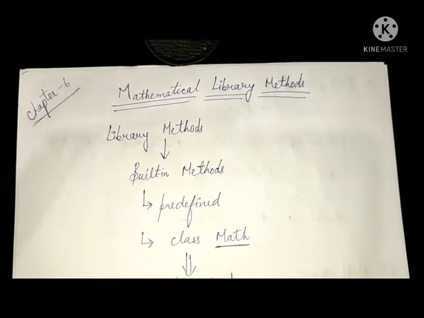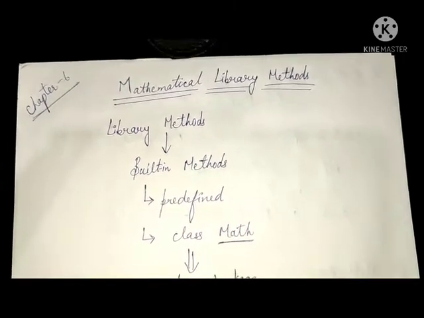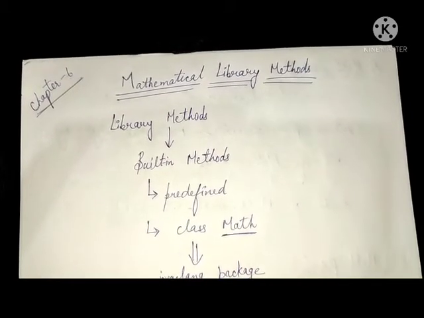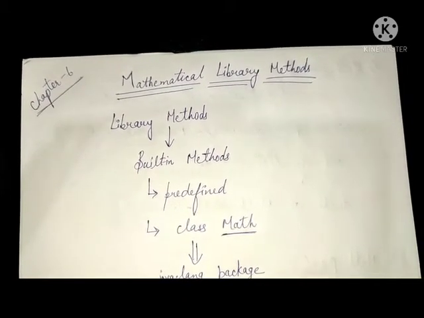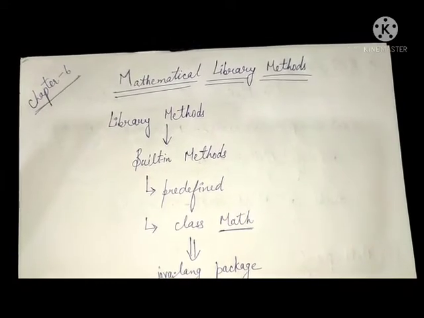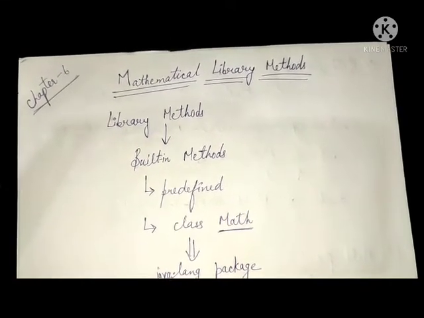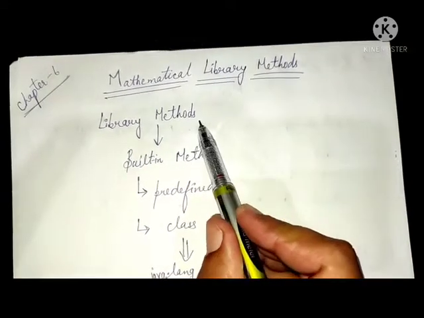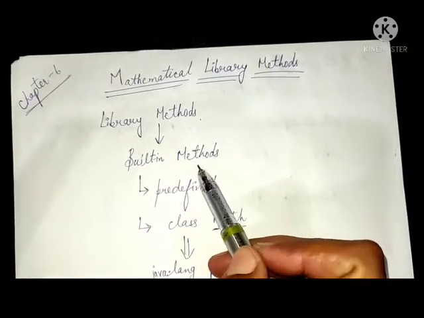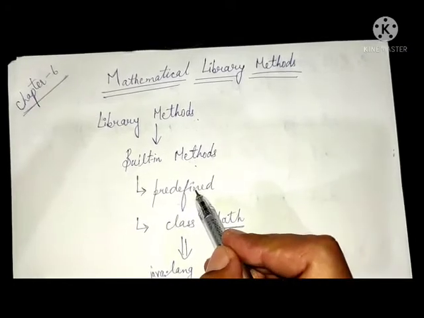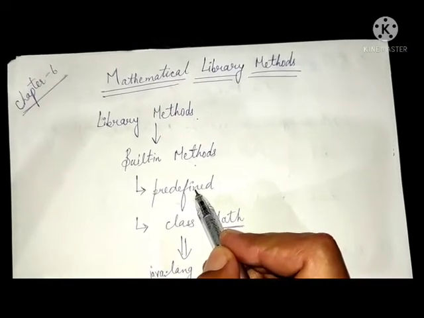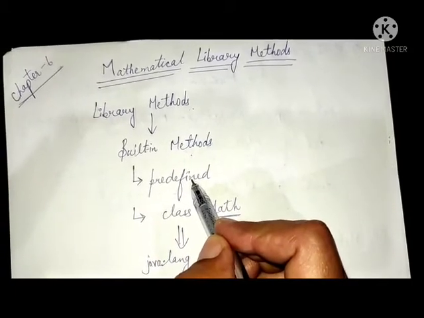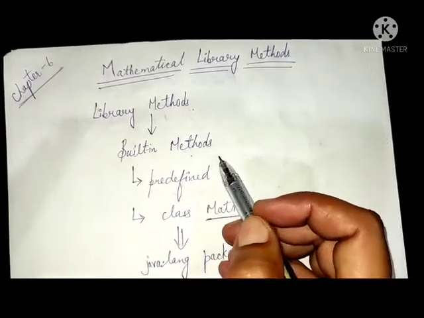These methods are mathematical methods, and these methods are already defined in the Java library under the math class. So the methods that are already defined in the Java library are called library methods. First of all, what are library methods? These are built-in methods that are predefined in the Java library. We don't need to create them, we just use those methods in the class.